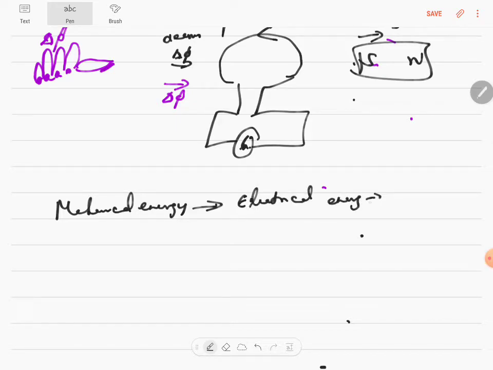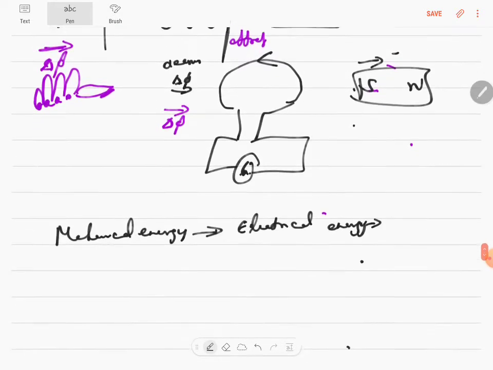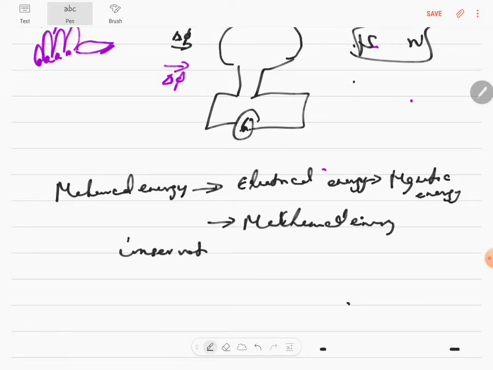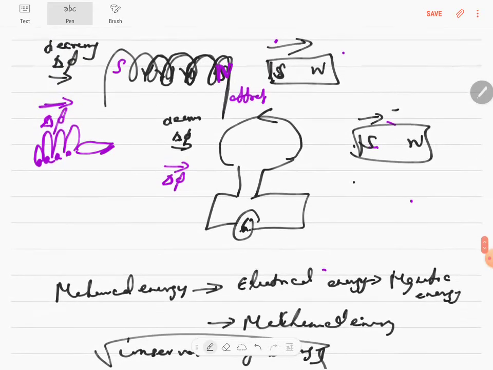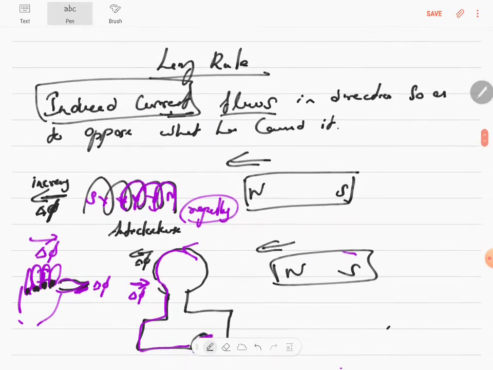And this electrical energy, the current that is induced, produces a north and a south pole to repel or attract the coil itself. So then it's a magnetic energy, that's a new term, okay, magnetic energy, which in turn repels the coil, so again a mechanical energy. So this process continues, and so it's conservation of energy. Lenz's rule adheres to conservation of energy. So thus you find the directions very, very important. I hope everybody understood this.